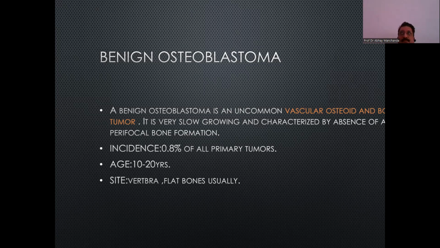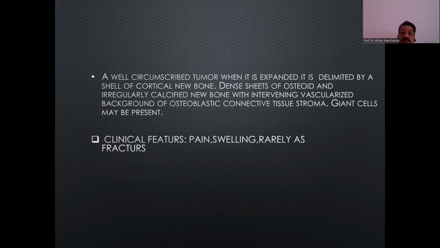Age-wise, it is the same, 10 to 20 years. The common site is vertebra or flat bones usually. It is a well circumscribed tumor. When it is expanded, it is delimited by a shell of cortical new bone, dense sheets of osteoid and irregularly calcified new bone with intervening vascularized background of osteoblastic connective tissue stroma is seen. Giant cells may be present.